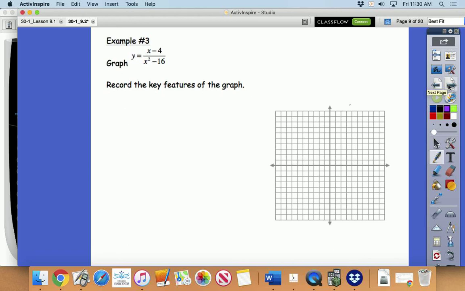Our next example, example number 3, has (x minus 4) over (x squared minus 16). Again, we're going to factor it. So my advice to you is factor if possible.